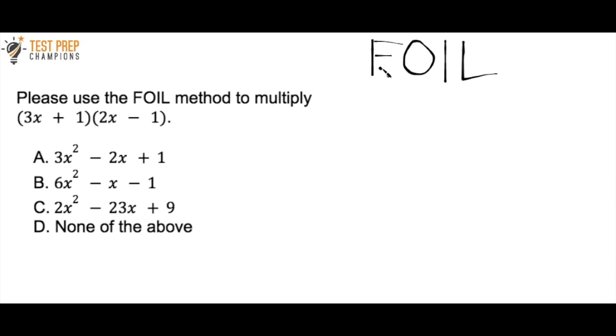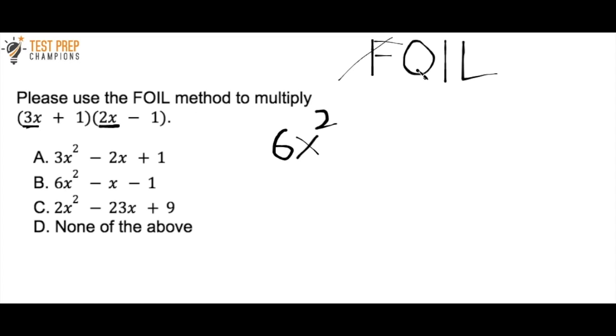So the F here stands for first. So the first thing I want to do here is pick out the first term in the first binomial, which is 3x. And I want to come over here to my second binomial and pick out the first term over here. And that is this 2x. So I'm going to multiply 3x and 2x. So 3 times 2 is 6, and x times x is x squared. So that takes care of the first.